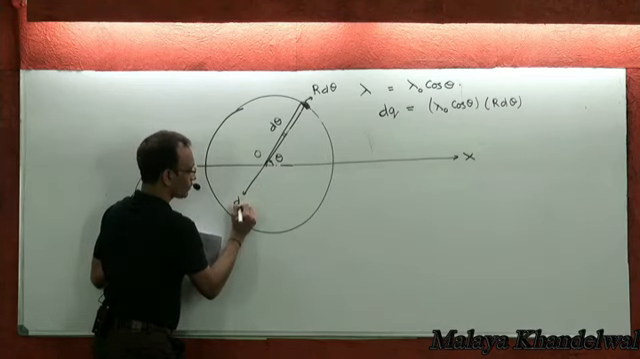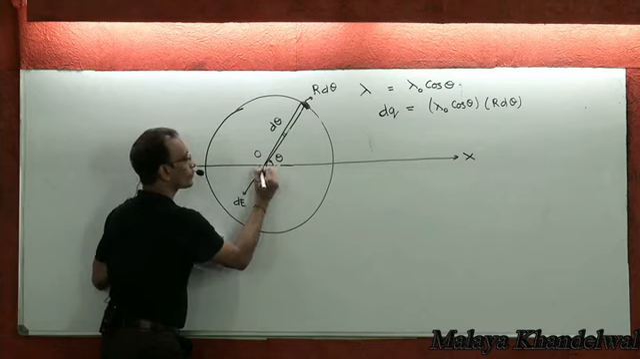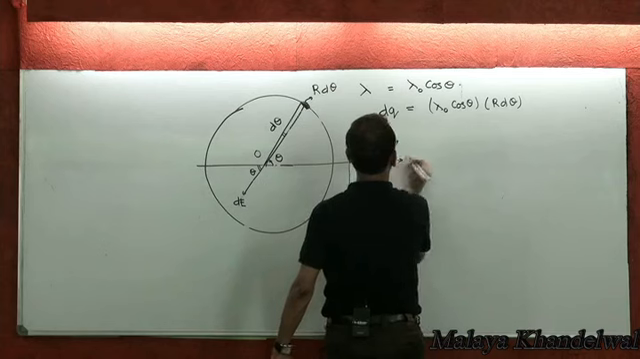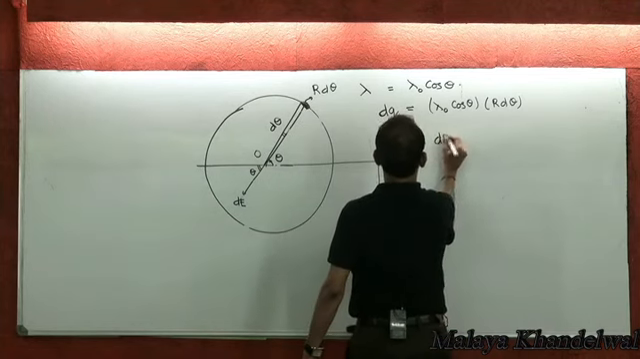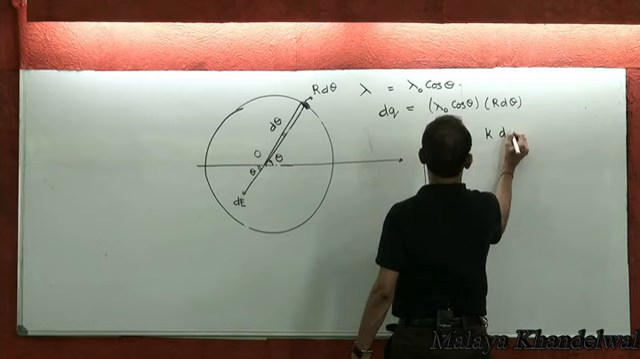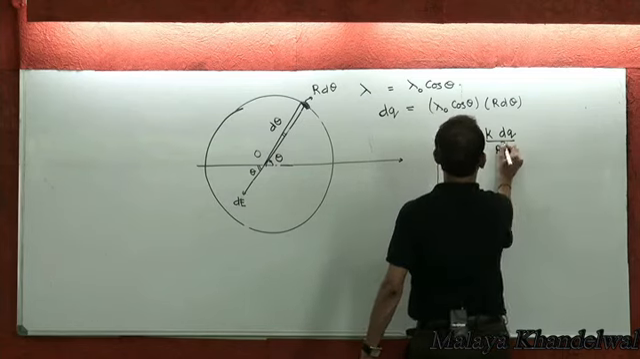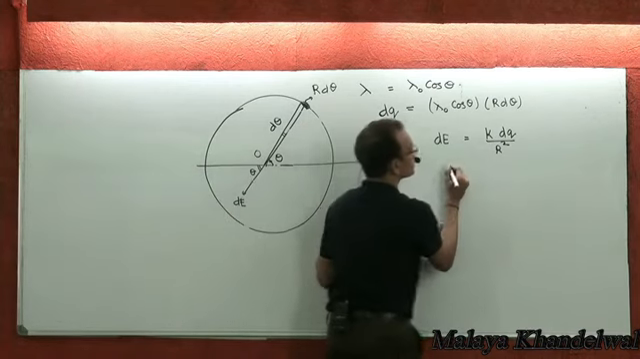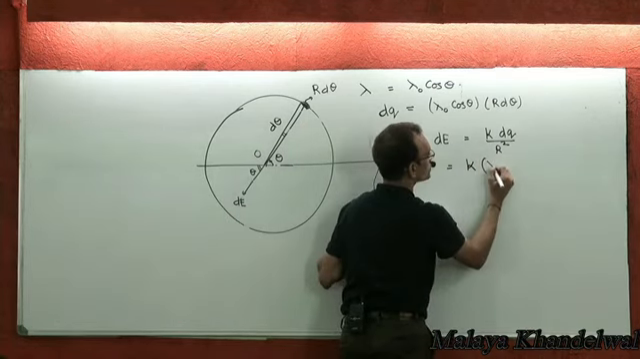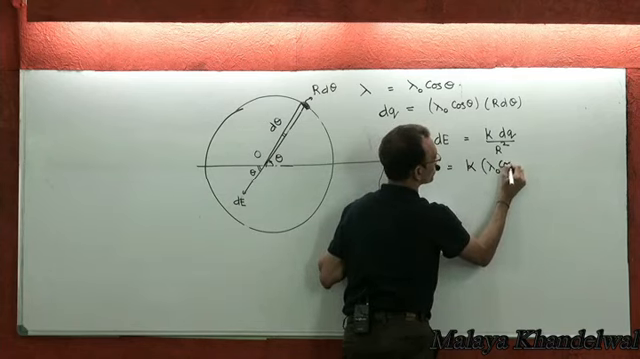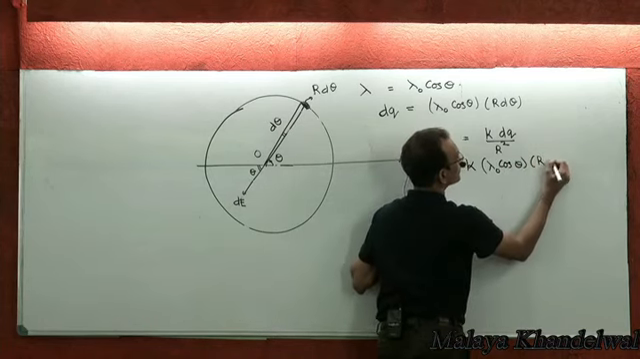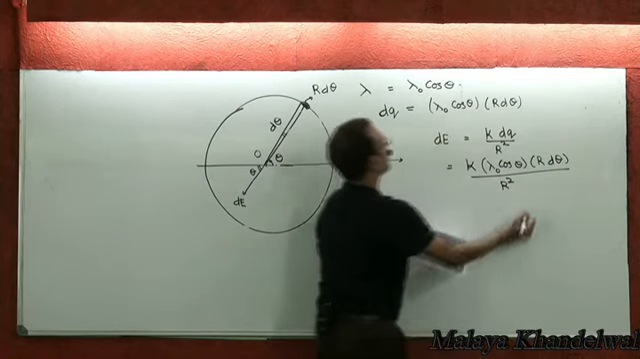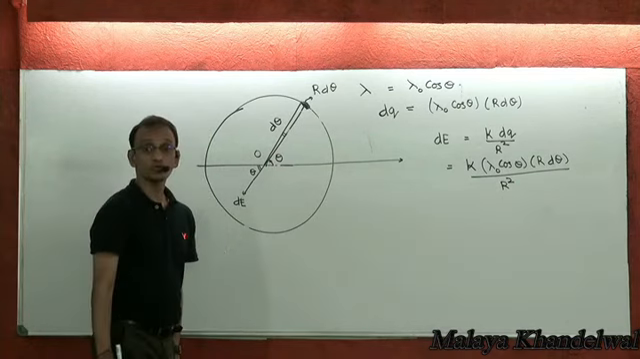And the electric field that you witness here, dE, is going to be k dq by r squared. K dq by r squared is the electric field at this point, which is k times dq, which is lambda naught cos theta r d theta, by r squared, right? Yes or no?